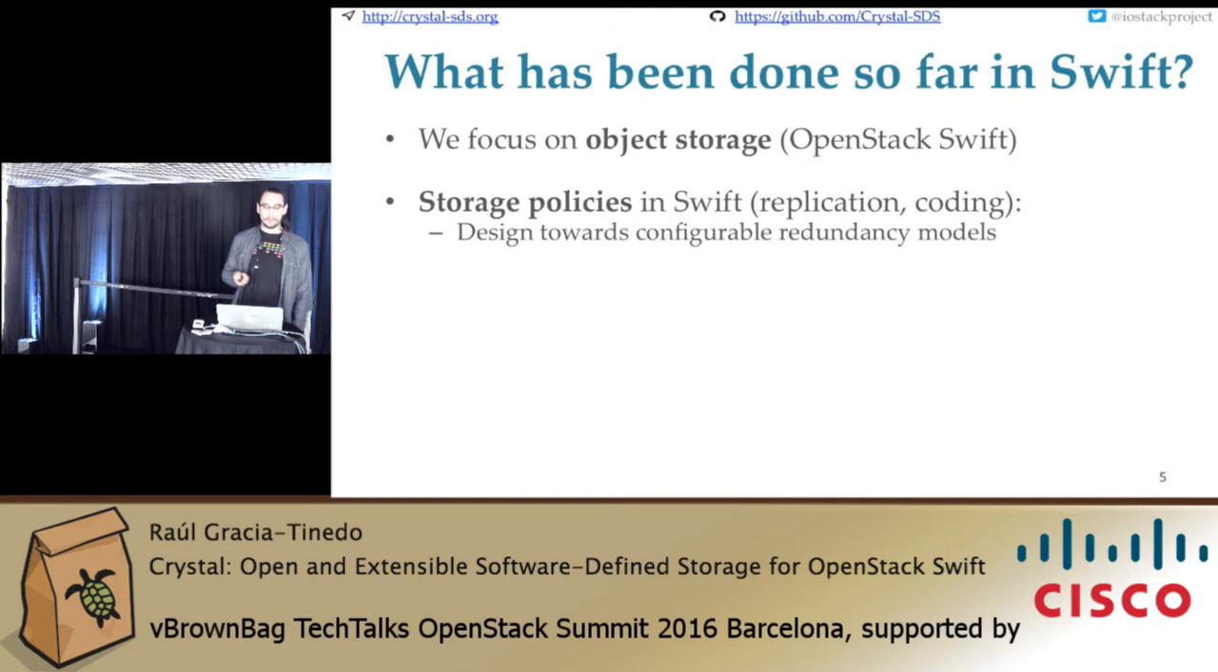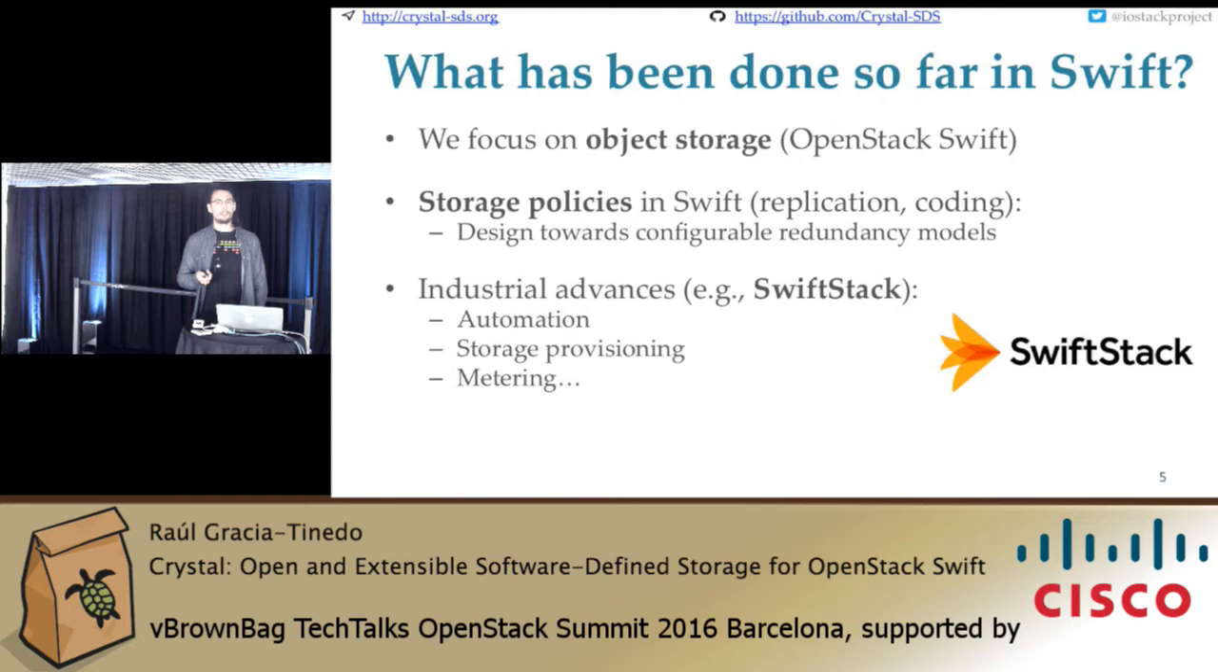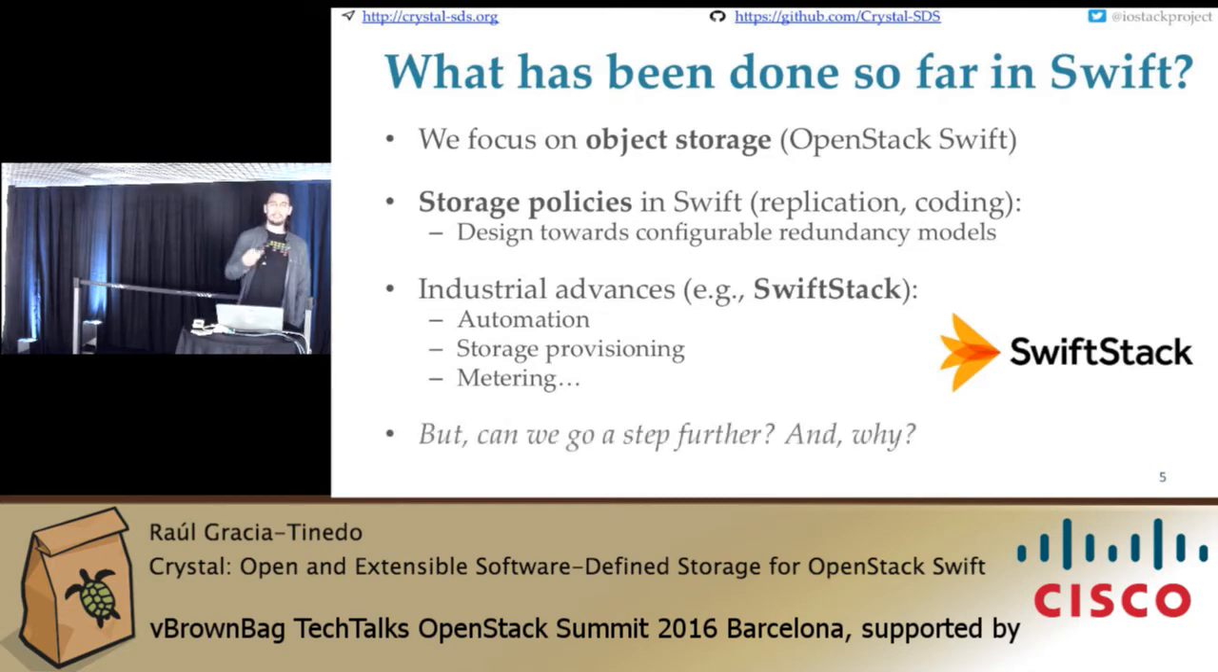What has been done so far? Recently, Swift has adopted the idea of storage policies, which helps administrators to define in software different types of redundancy models, including replication, coding, and so on. And there are also industrial advances in this aspect. For example, SwiftStack is a company that is bringing Swift to the next level, providing automation, metering, and provisioning services on top of OpenStack Swift. But my question is, can we go a step further?